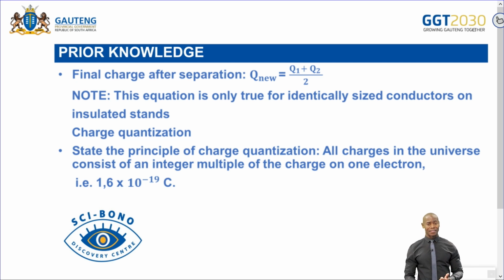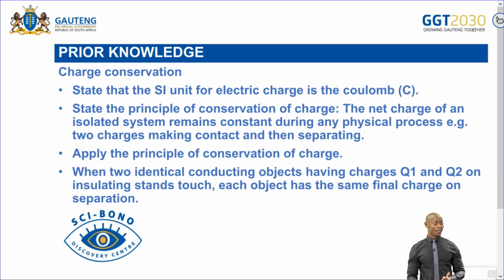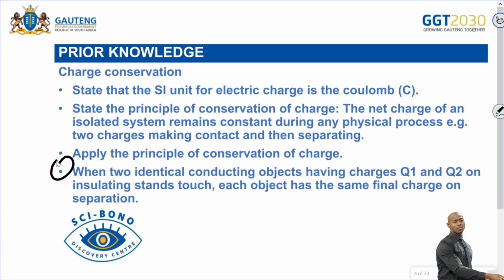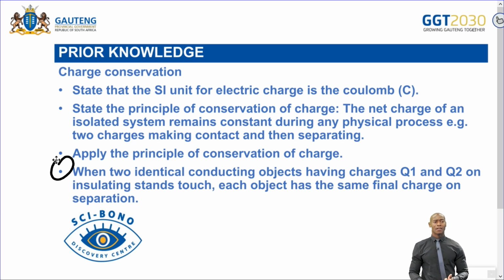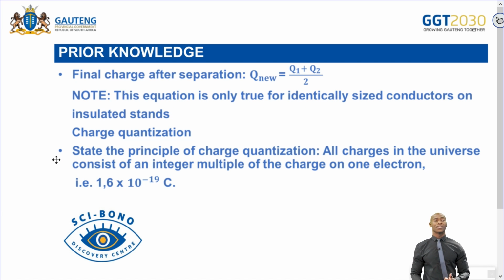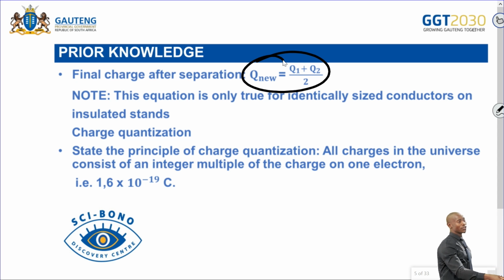And another thing that you need to know, right, so this bullet: when two identical conducting objects having charges Q1 and Q2 on insulated stands touch, each object has the same final charge on separation. So this is what you also did in grade 10. And to calculate the charge on each object after contact, the equation that we use is this equation, which is Q new equals Q1 plus Q2 over 2.